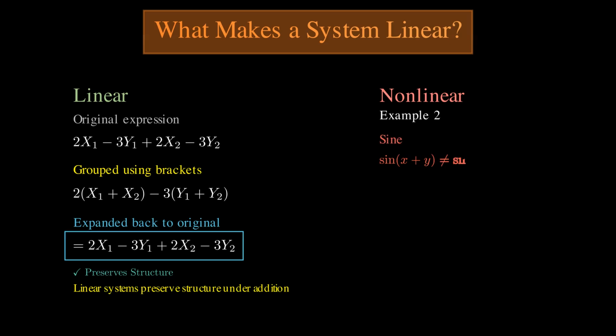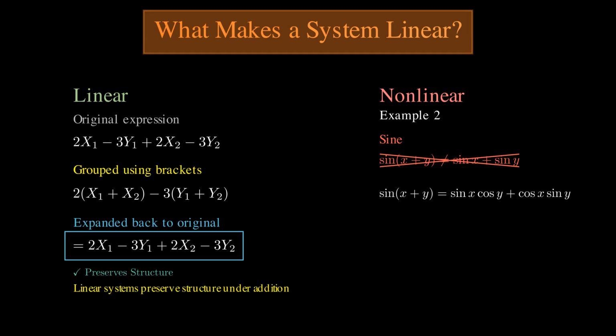Now here's another nonlinear example. You might think that sine of x plus y is the same as sine x plus sine y. But that's wrong. When you open up the bracket you get sine x times cosine y plus cosine x times sine y. This is called the sine addition formula. It shows that sine doesn't just add. You can't go back to the original form. That's why sine is nonlinear.